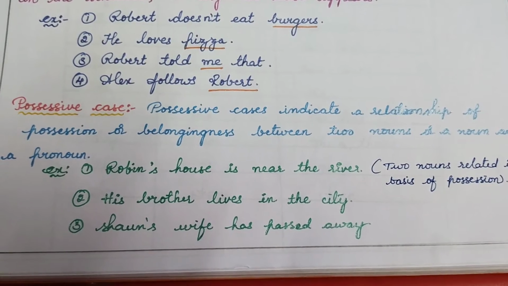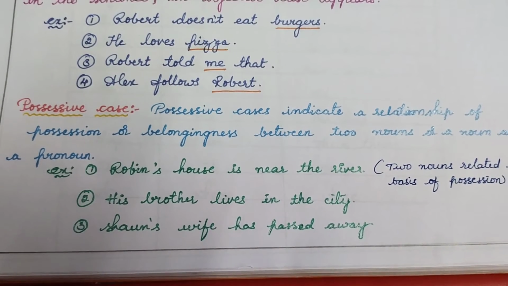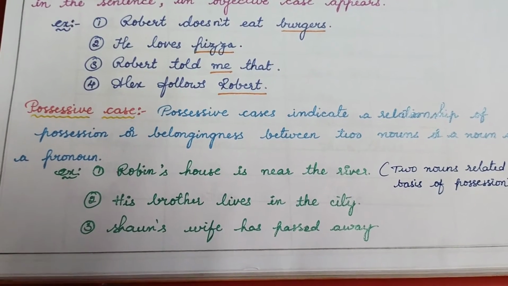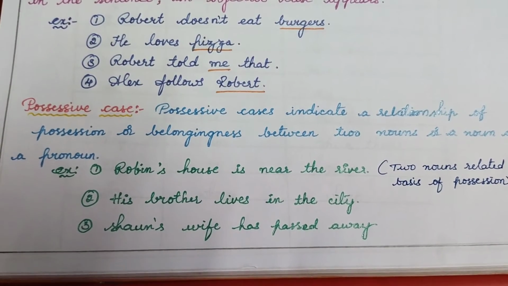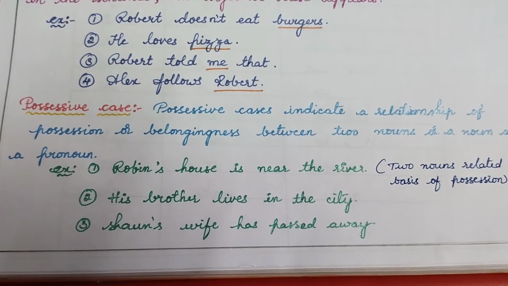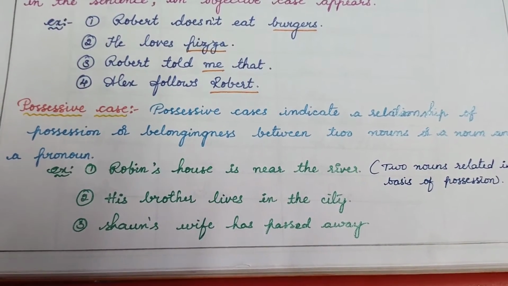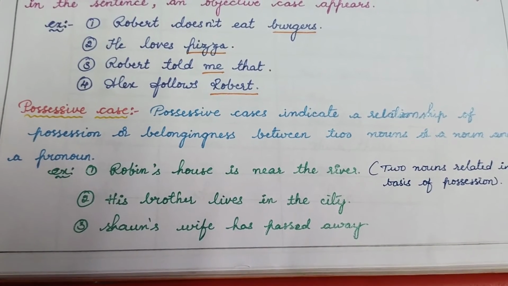For example, Robin's house is near the river. Whose house is near the river? Robin's house is near the river. So Robin apostrophe s. Possession is denoted by apostrophe. So Robin's house remains to be possessive case for this sentence.